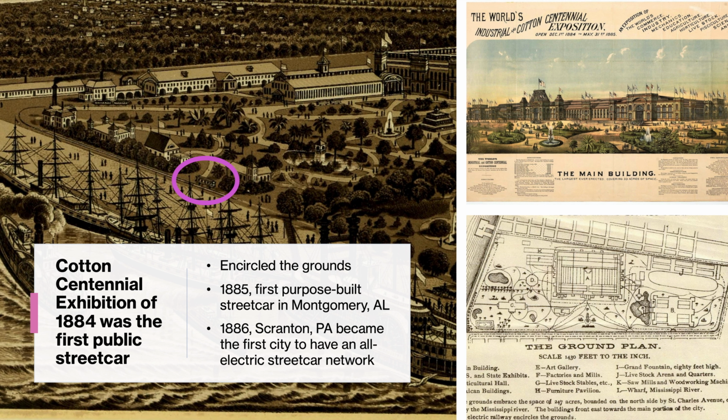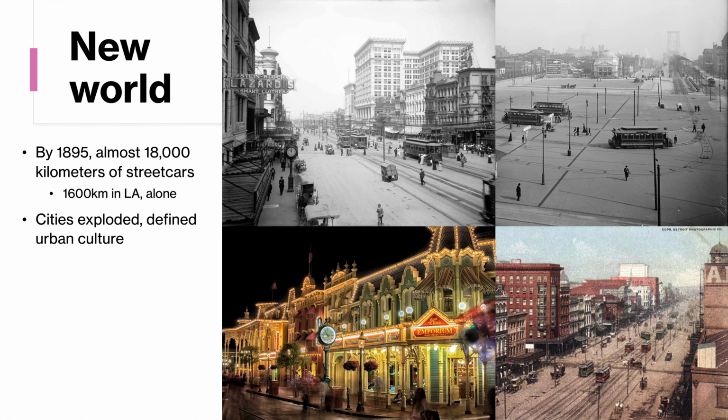One year later, in 1885, the first ever purpose-built streetcar opened in the nearby city of Montgomery, Alabama, and one year after that, in 1886, Scranton, Pennsylvania became the first city to completely electrify all of its horse car lines, giving it the moniker of the Electric City. And this absolutely revolutionized the world as we know it today. By 1895, a decade after they were invented, the country went from 0 to 18,000 kilometers of streetcars, with 1,600 in Los Angeles alone.